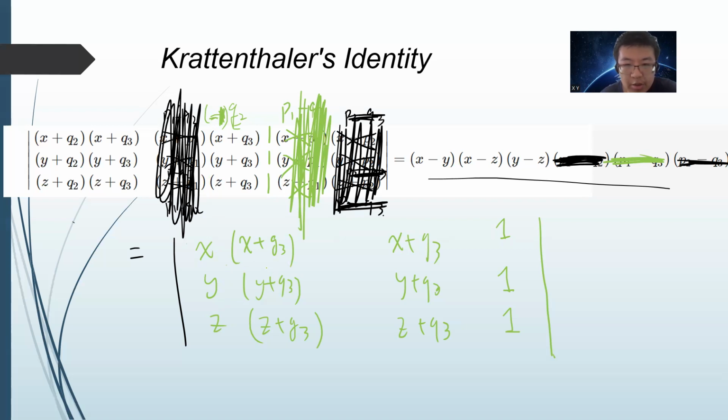Let's see. What should I do? Yeah, I don't immediately see what I should do, but let's see. How about, okay, let's do this. Let's times -1 on the first row and add it to the second one. So if I do this, then I will get 0 here.